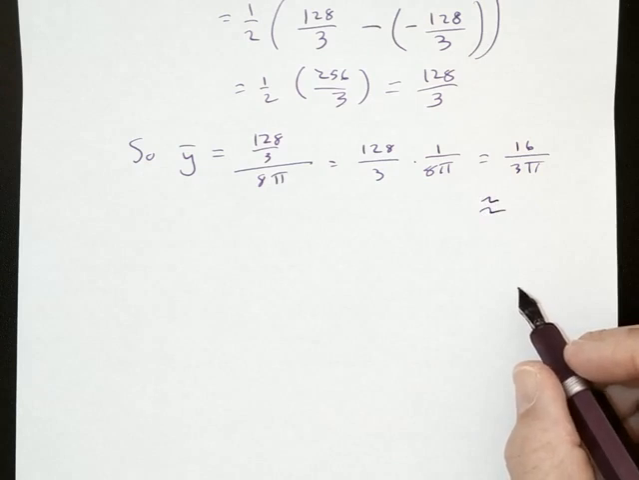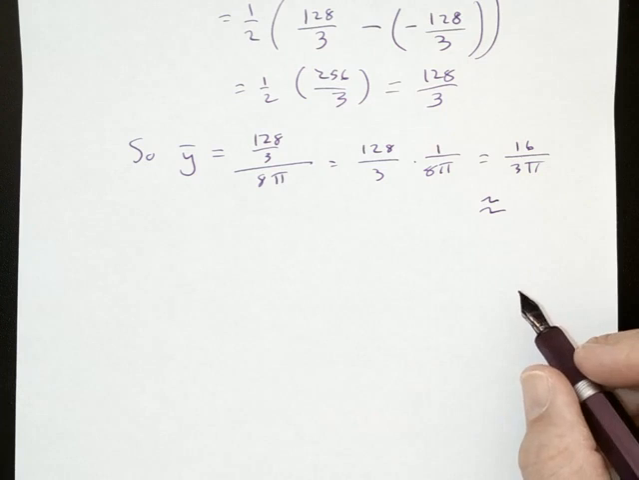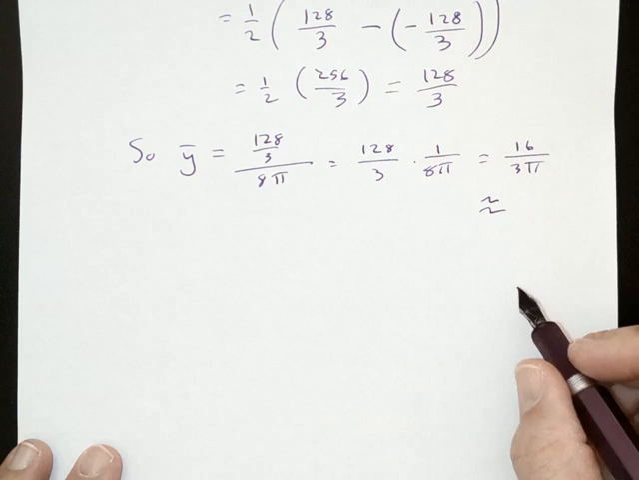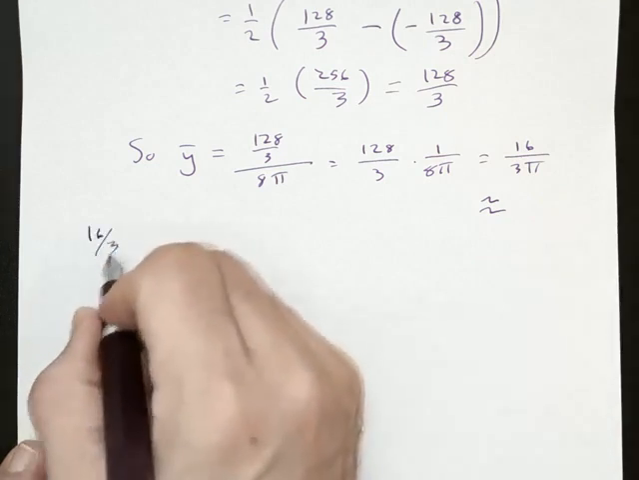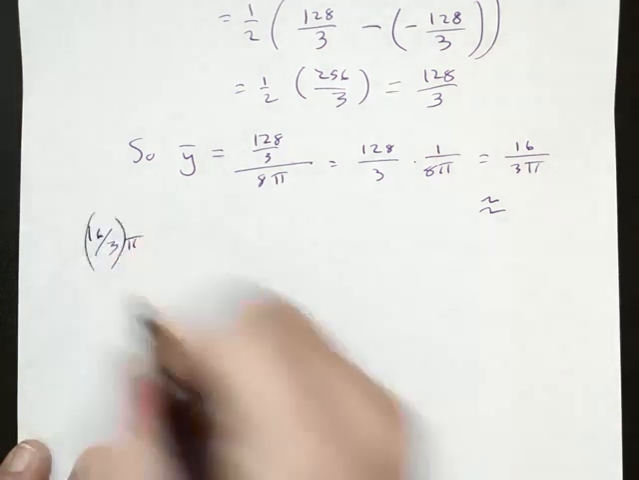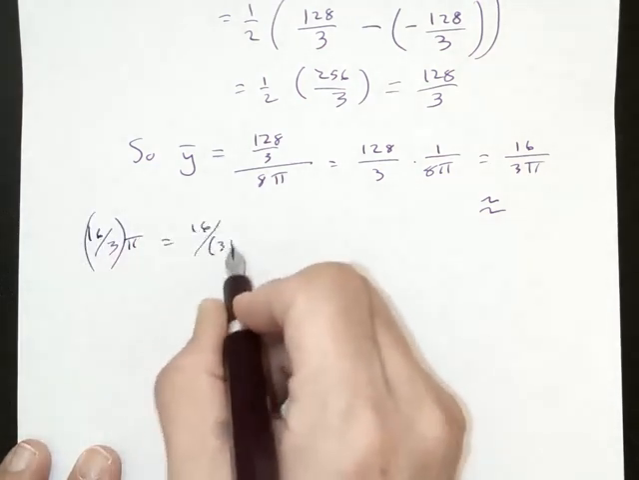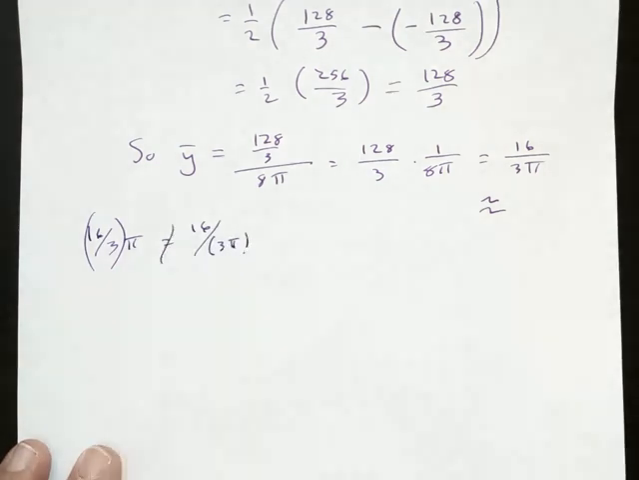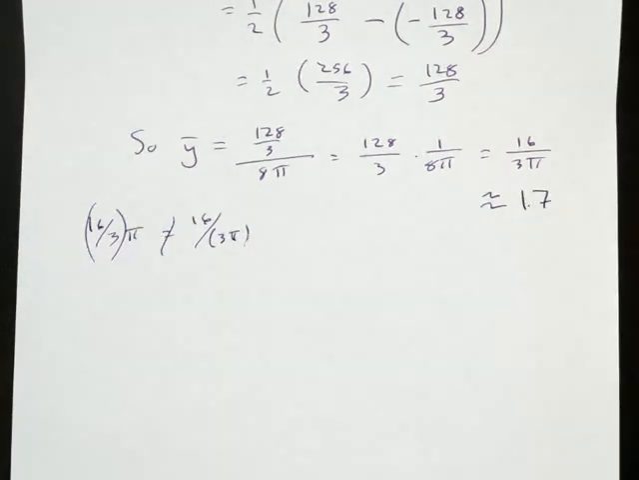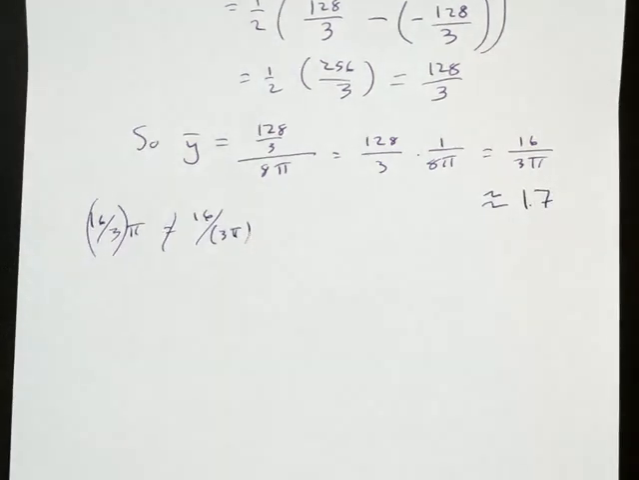Leo? 16.755. I think you forgot a set of parentheses around the bottom. What you gave me was 16 over 3 times pi, 16 divided by 3, times pi. But if you write 16 divided by 3 pi, your calculator does this. You need to write 16 divided by (3 pi). 1.697. Which jives a little bit more with what we wanted. It's a little bit under 2, isn't it?